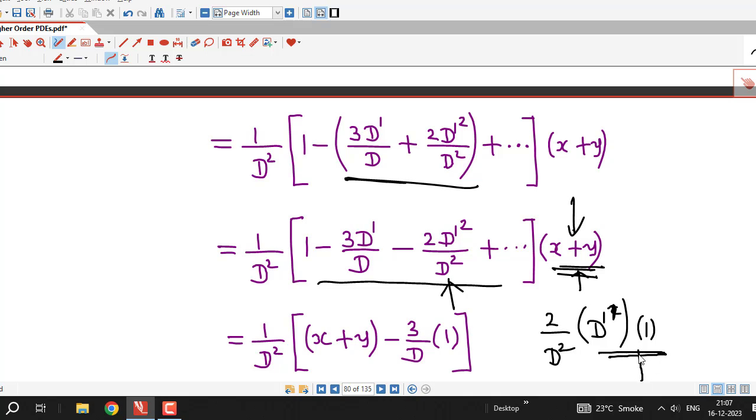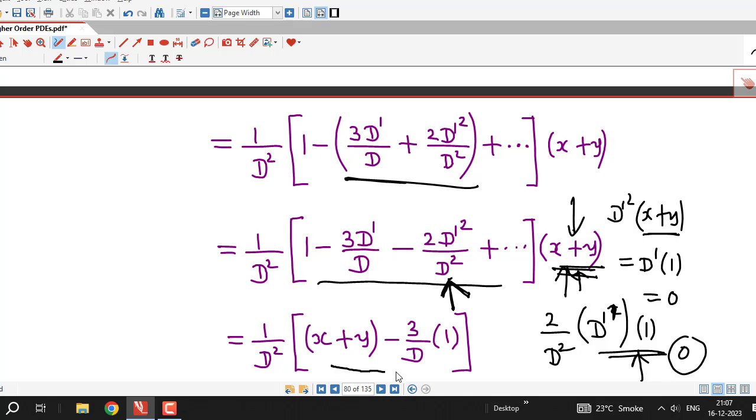So that is making this 0, because the second order partial derivative of x plus y with respect to y is 0. So this term also will not give any non-zero contribution, because D dash square of x plus y is equal to D dash of x plus y. If we operate D dash 1 times, I will obtain 1, and D dash operated on 1 is 0. So we have only this portion.